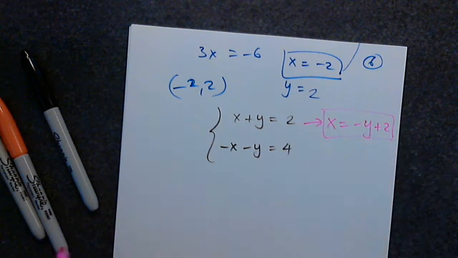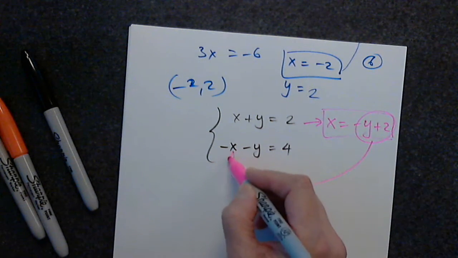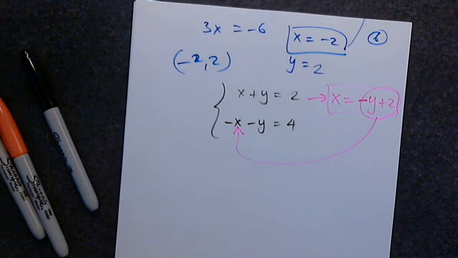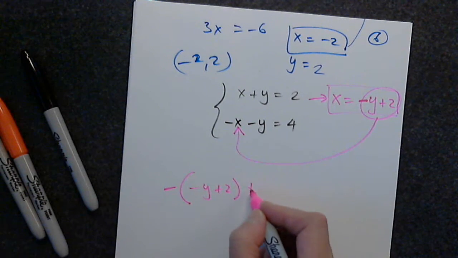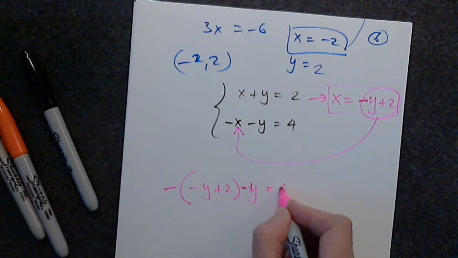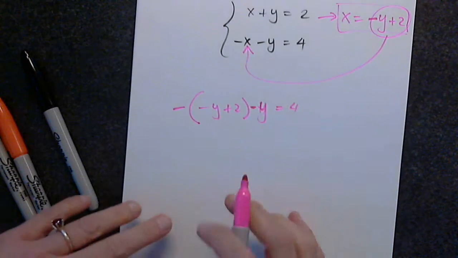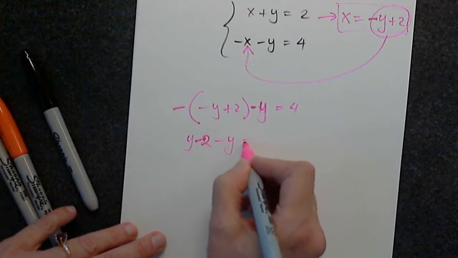So I solve the first equation for x. And then now I have to put this back in here, in the second one. Copy the negative sign, in parentheses, negative y plus 2 minus y equals 4. A linear equation in y this time. What will be my next step? Distribute the minus 1. Excellent. So then I have y minus 2 minus y equals 4.